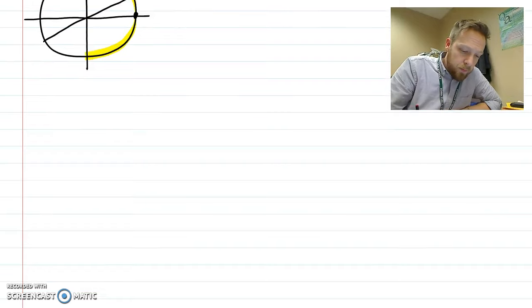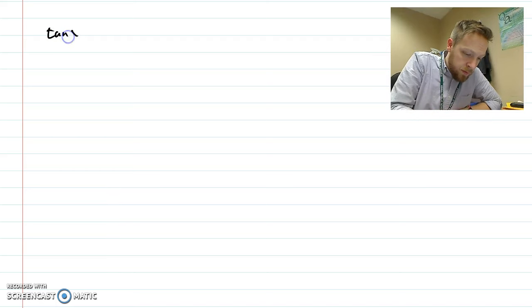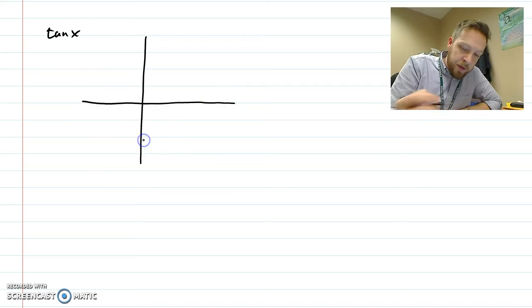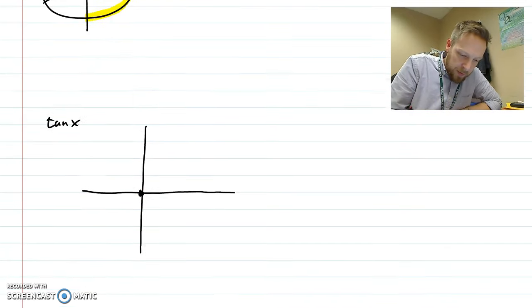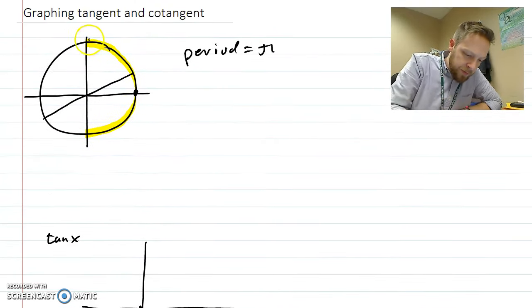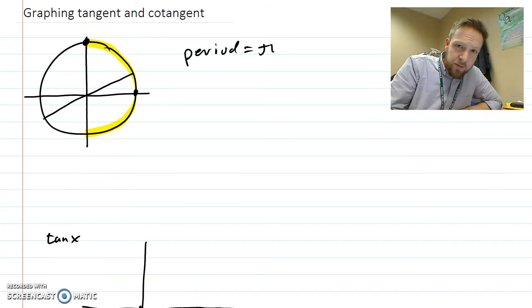So first of all, let's talk about what the tangent parent function looks like. So we're just going to graph the normal tangent of x. We already said that the period is going to be pi. You may remember tangent of 0 is 0. And then when you get to the top of the circle here, as you travel up to the very top, tangent right there is undefined, which means there is actually a vertical asymptote there at pi over 2.